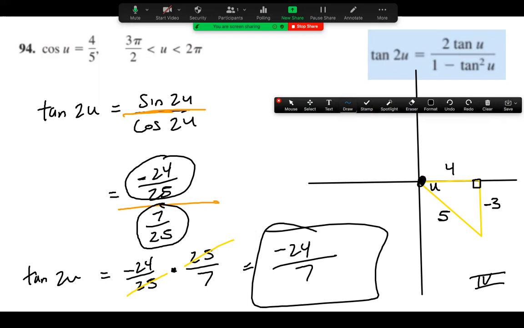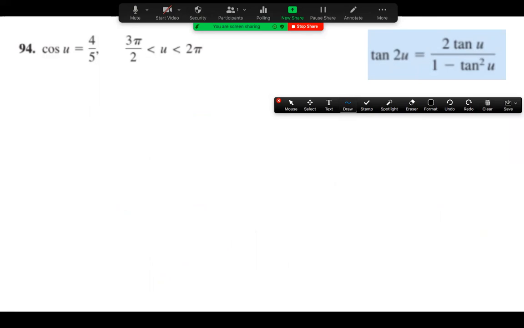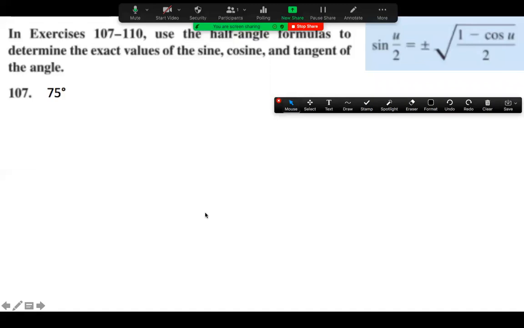So now we are left with one problem left, number 107. So if I am able here to clear the screen. And find the mouse. Okay, here we go. Last problem, 107. It says use half angle formulas to find sine, cosine, and tangent of the angle. All right, so let's do that.